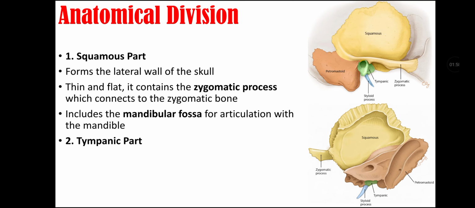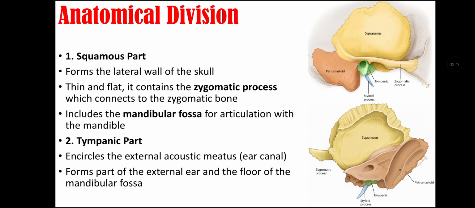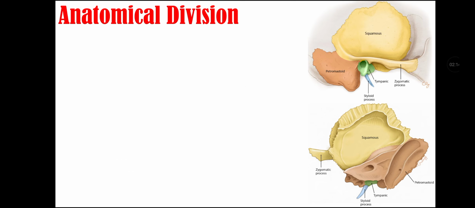Second part of the temporal bone is tympanic part. It encircles the external acoustic meatus. As you can see in diagram number 1, the green color part of the temporal bone is the tympanic part. It forms part of external ear and floor of the mandibular fossa.